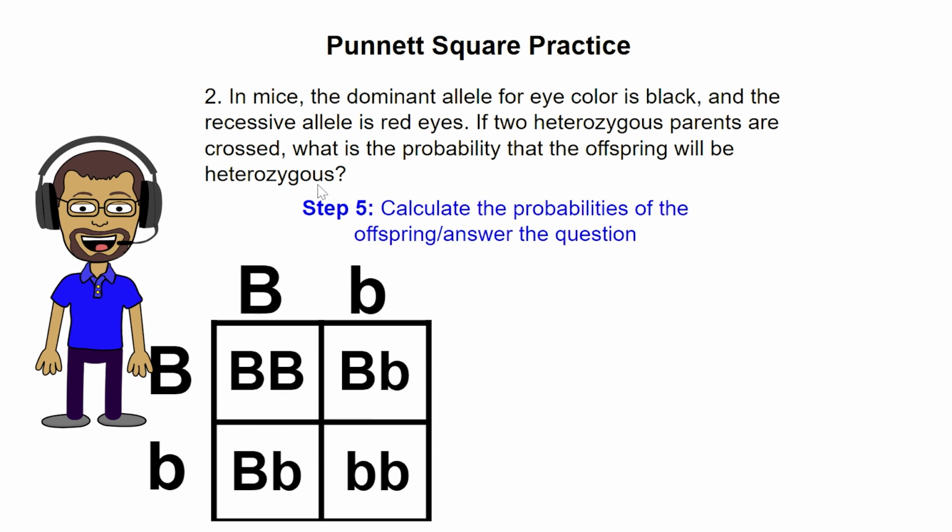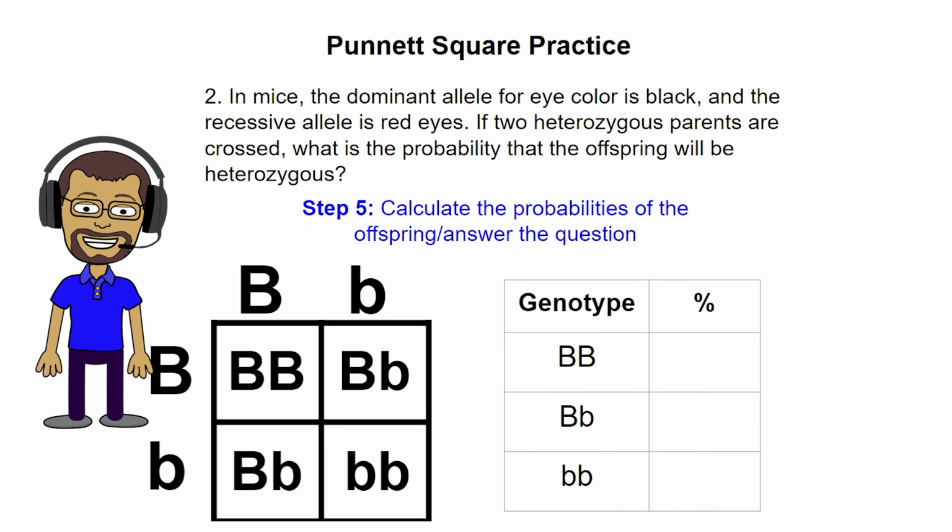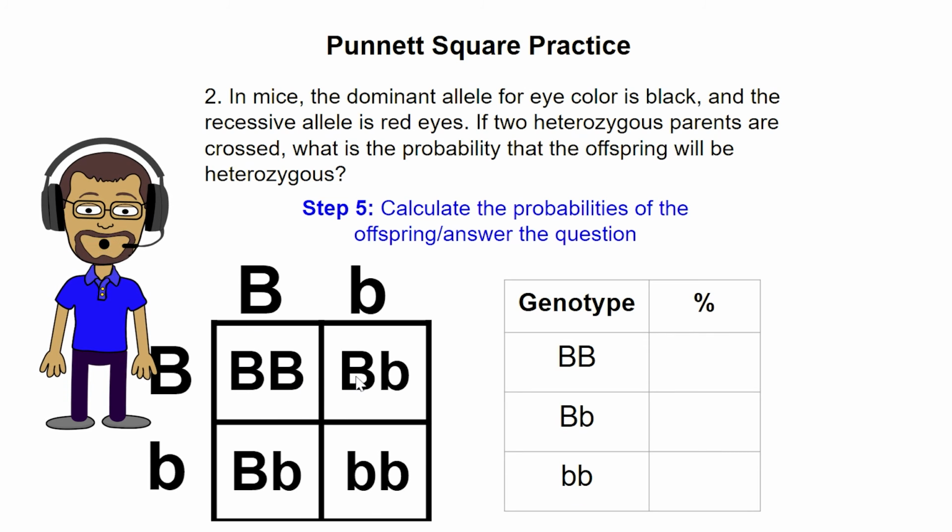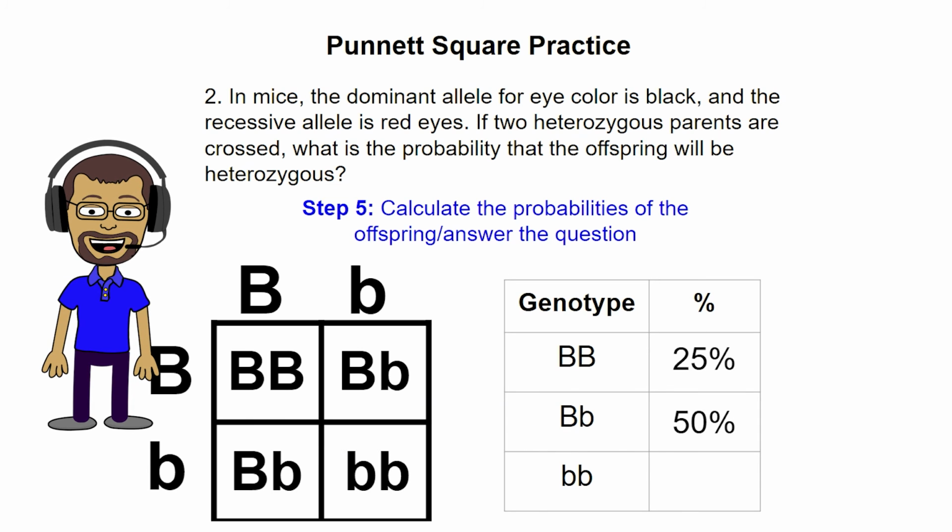So if we go on to step 5, calculate the probabilities of the offspring or answer the question. So if we look at the genotypes, like I said, 3 different genotypes. There's 3 different possibilities here. Big B, big B, big B, little b, and little b, little b. There's only 1 square for big B, big B. Since there's only 1 square, that means it's going to be 25% for that one. Big B, little b, there's 2 squares. So that's going to give us a 50% chance. And little b, little b, there's 1 square. So it's going to give us a 25% chance.